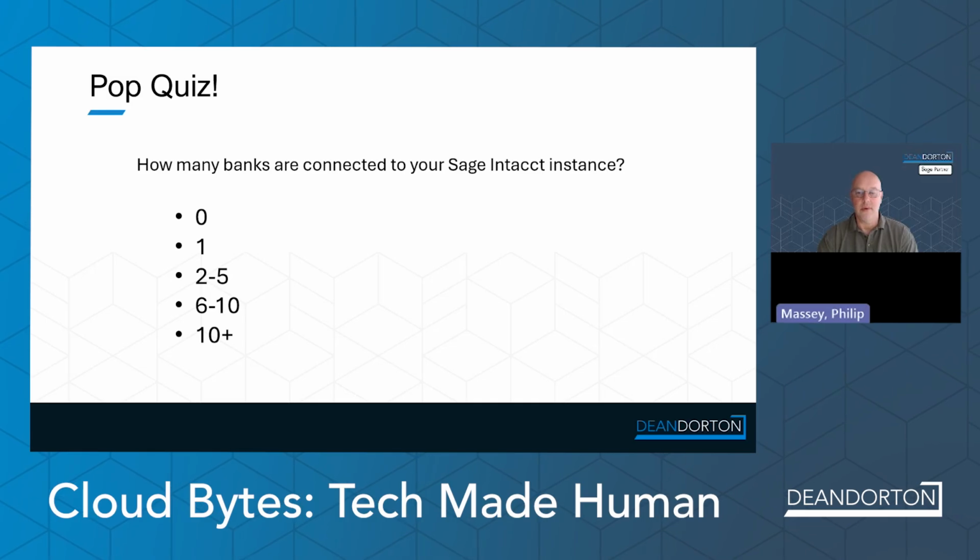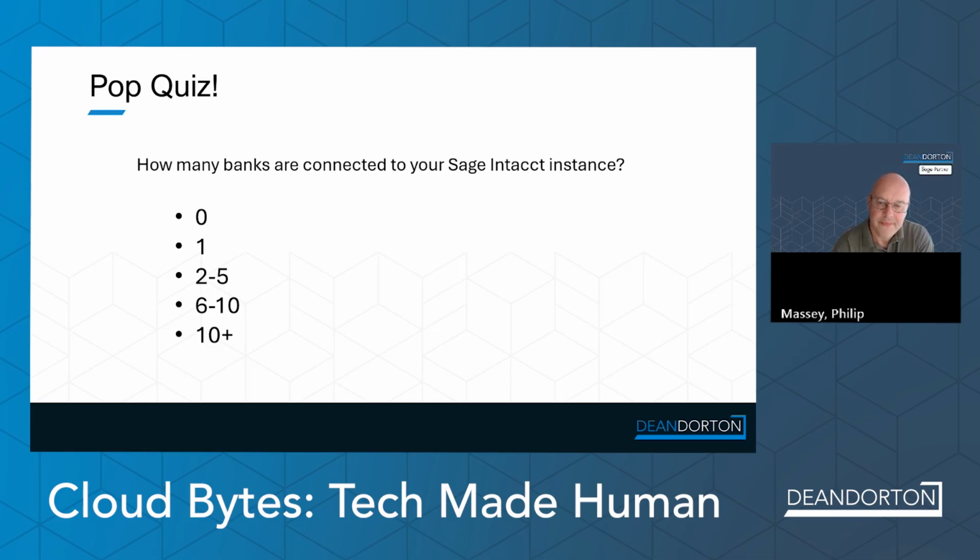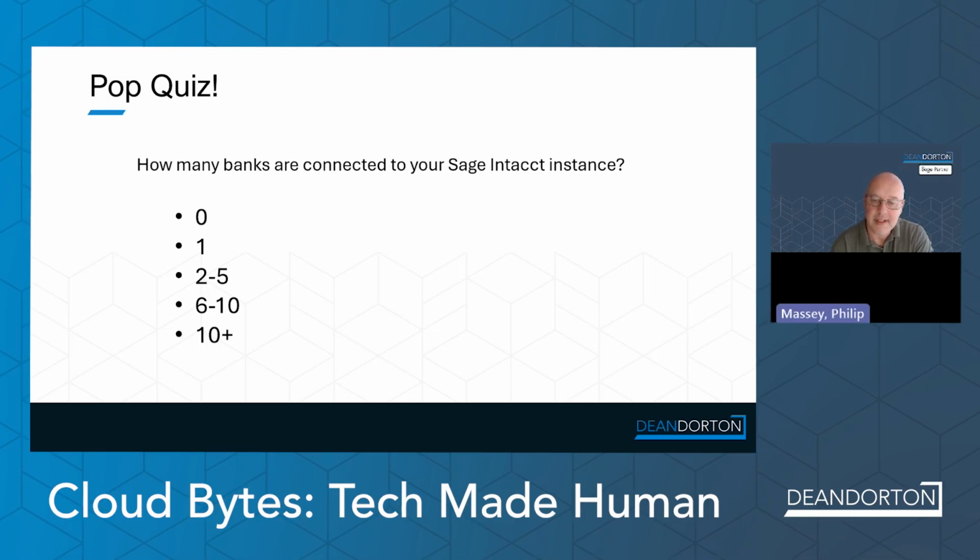Okay. All right, we got some folks with 10 plus. Nice. I like seeing folks that are taking advantage of the system. Now in singular majority, we're talking about 0 here. So that's something we need to potentially take a look at. All right, wonderful. Thank you so much for participating.